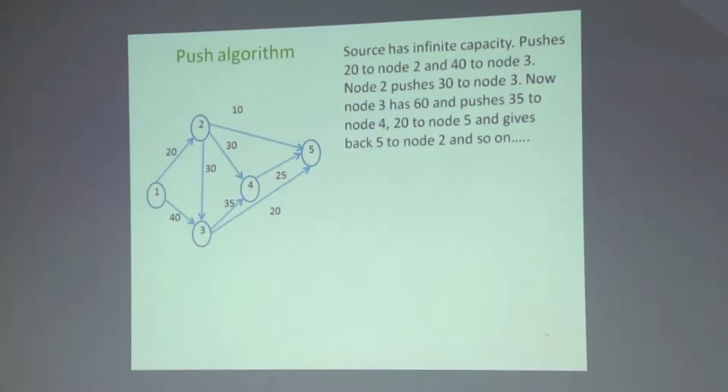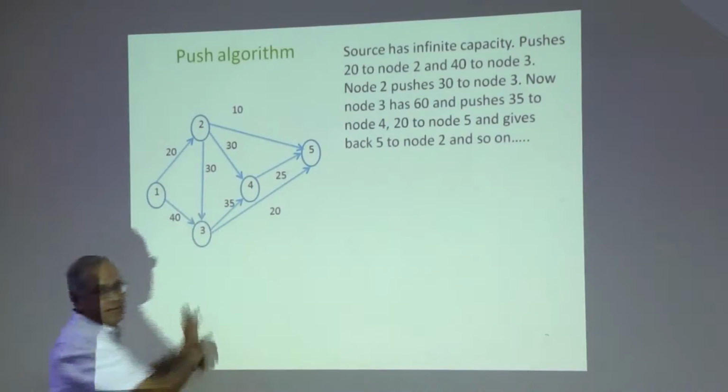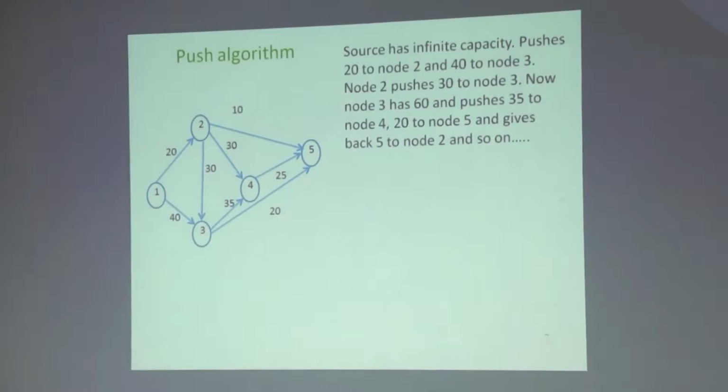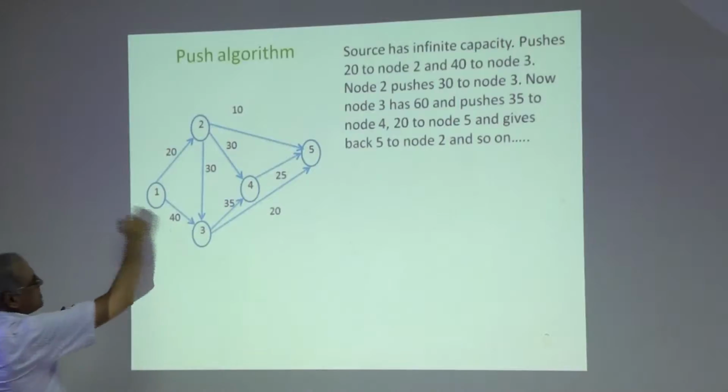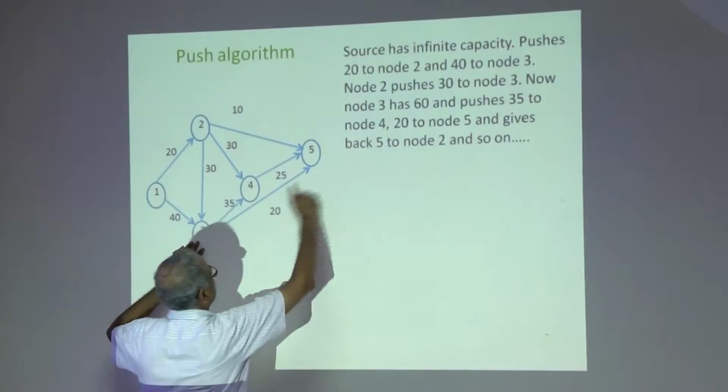So node 3 now has, it pushes 20 to node 3 because it gets only 20. So node 3 has 60. So with 60, it pushes 35 here, it pushes 20 here, it has to send back the 5. You have to assume that intermediate nodes do not have a way to store. So it sends back either to 1 or somewhere. So here it's pushing 35, so this 20 goes straight.